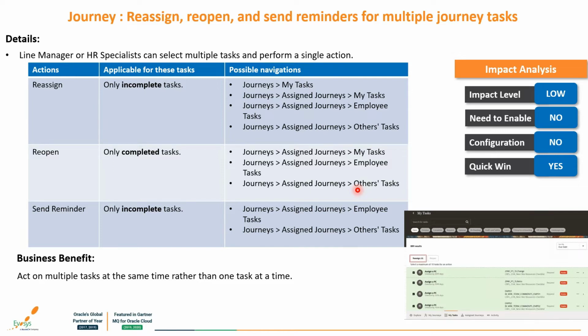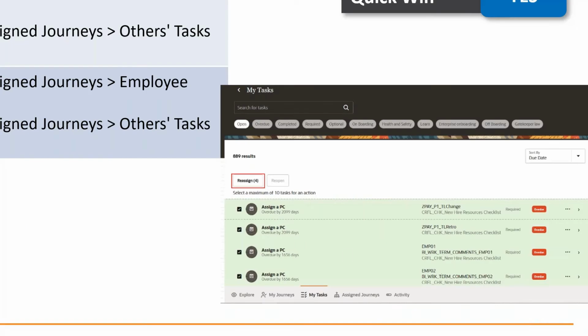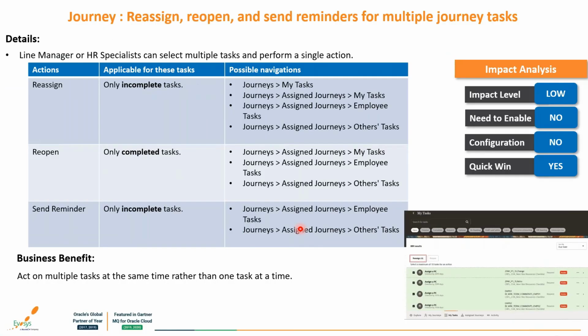Reassign, reopen, and send reminders for multiple journey tasks. Here, what used to happen is that once a journey had been assigned, employees or managers were not able to reassign it. But now the reassign option has been given, and multiple journeys can be reassigned at once. And these are the options which can be taken, like incomplete and completed and incomplete task.